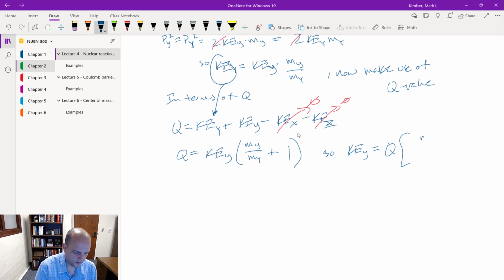No, I did something wrong here. Oh no, I made a mistake here. This needs to be capital Y. And I could then solve for the kinetic energy of the large product, and that's going to be my plus my.